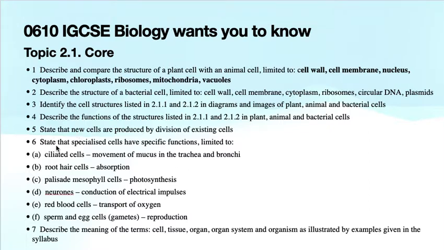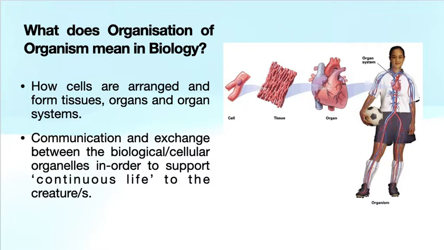cells. We learn to state that specialized cells have specific functions, limited to the listed cells: ciliated cells, root hair cells, palisade mesophyll cells, neurons, red blood cells, and sperm cells and egg cells, which are reproductive cells or gamete cells. And to describe the meaning of the terms cells, tissue, organ systems, and organisms, as illustrated by examples given in the syllabus. Let's begin. What does the chapter topic name mean?